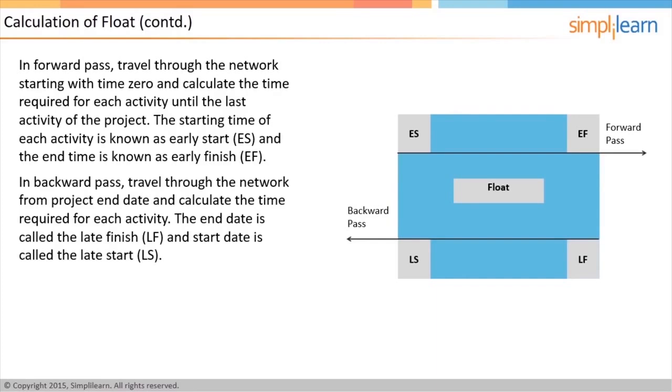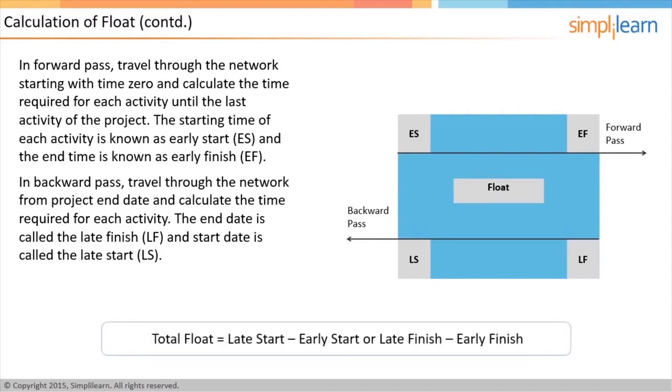The end date in this approach is called the late finish, and the start date of the activity in this approach is called the late start. The float of the activity is either the difference between the late start and early start, or the difference between the late finish and early finish. Both the differences work out to be the same. Before the start of the PMP exam, please make a note of the total float formula. Let us understand the critical path calculation with an example in the next screen.